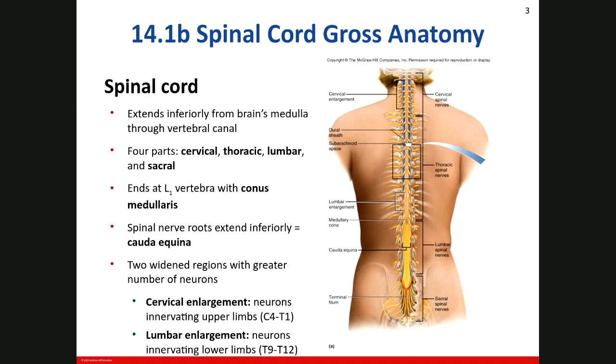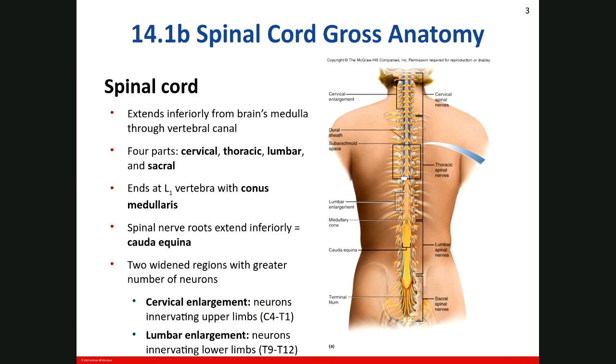After that, we have the lumbar part, and the last part of our spinal cord is called the sacral part. The sacral part of our spinal cord ends at the level of lumbar vertebra number 1. So you need to know that the length of your spinal cord and the length of your vertebral column are not equal. Our spinal cord ends sooner than our vertebral column, and it ends at lumbar vertebra number 1. So this is about the length of our spinal cord.